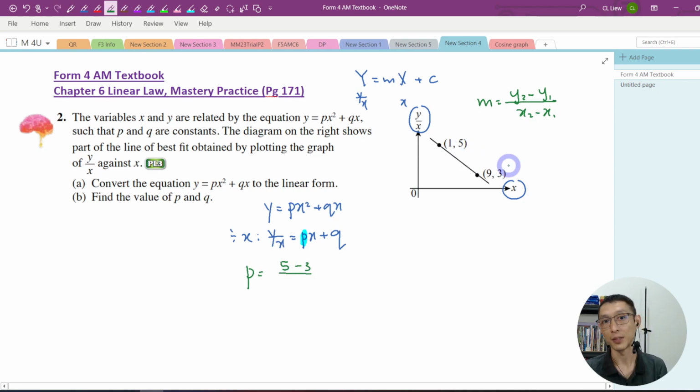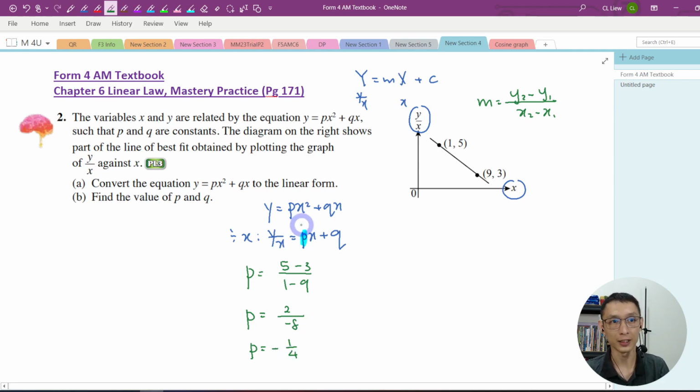If I take 5 minus 3, for the x part, I need to follow the sequence, 1 minus 9. So p is equal to 2 over negative 8, so p is equal to negative 1 over 4, or you can write it in decimal, negative 0.25. Okay, now I know the value of p, which is negative 1 over 4.